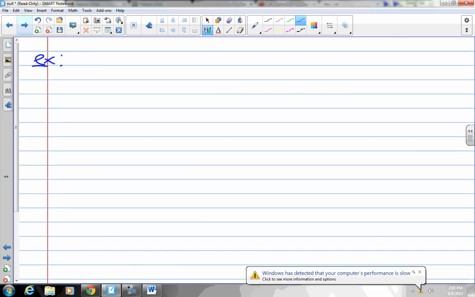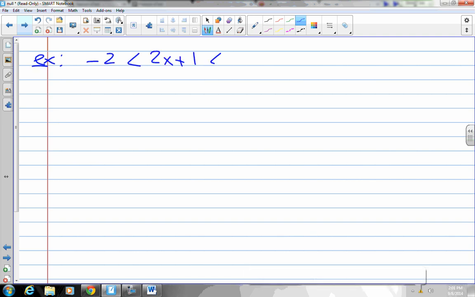How about this example? Minus 2 less than 2x plus 1 less than 5. So this is what we call a compound inequality. There are two inequalities in one. So you do the same thing, right? The goal is to get x by itself. So we just subtract 1 all the way across. So it's negative 3 less than 2x less than 4.